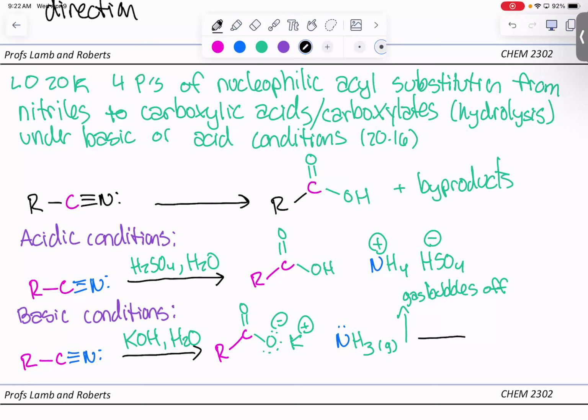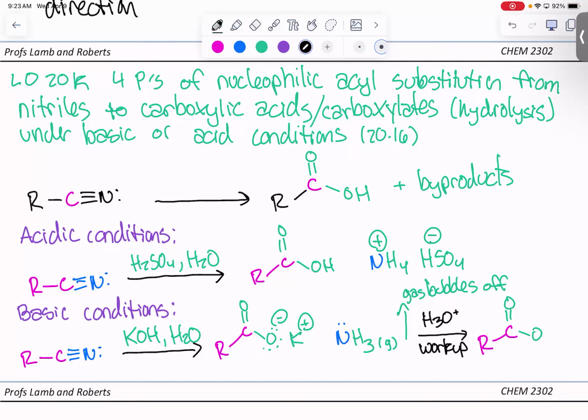So we don't want the carboxylate out at the end. We always do an acidic workup in this class, so H3O+ workup in a separate step. If we added H3O+ in our original reaction, it would no longer be under basic conditions. You just have H3O+ react with KOH, and this will end up giving us our carboxylic acid, which is our desired product at the end of the day.